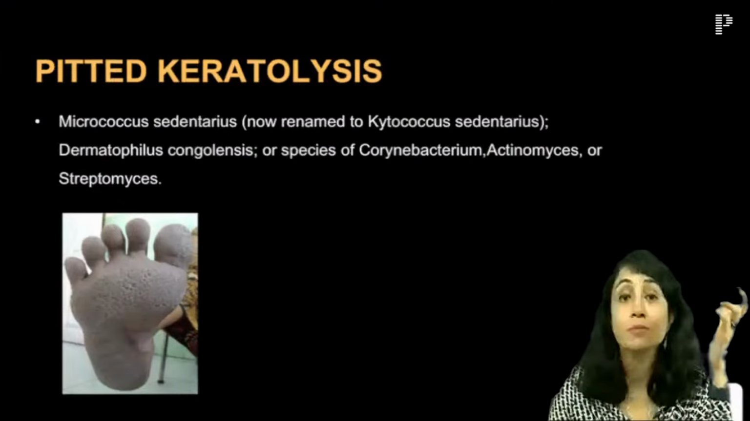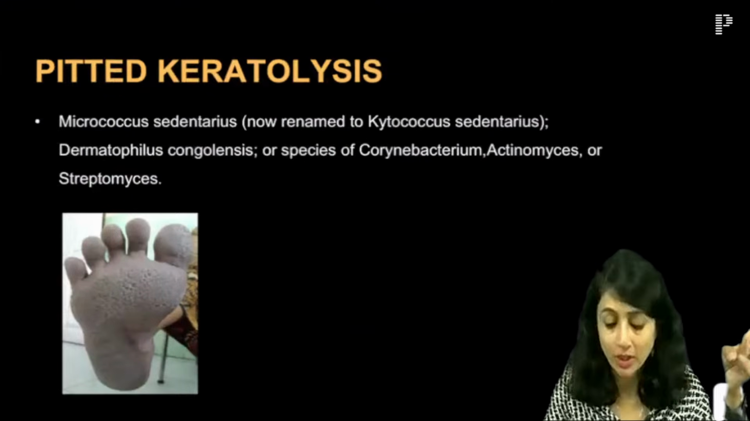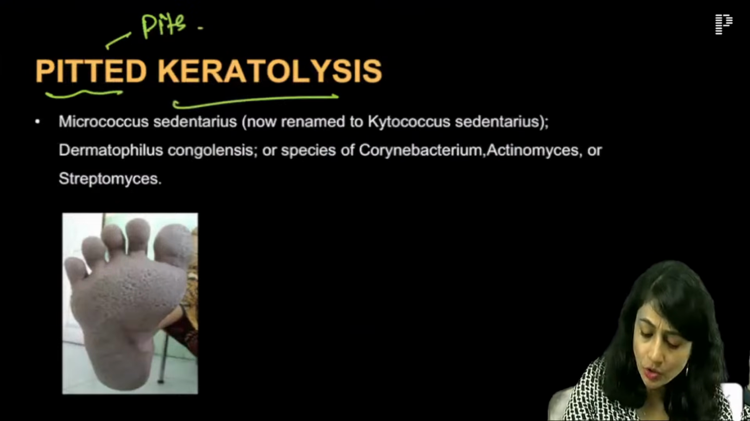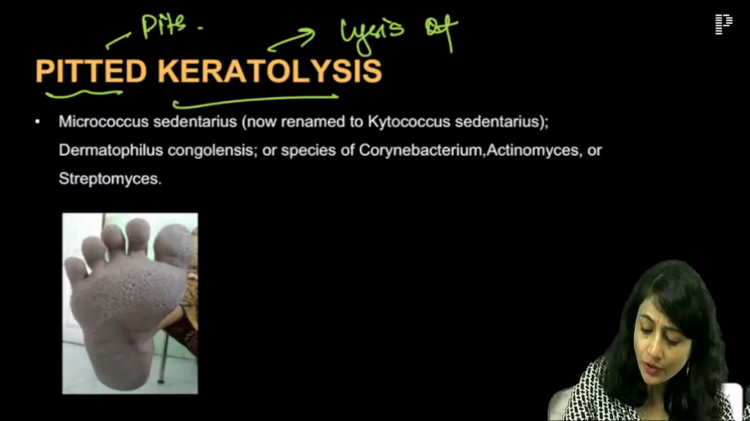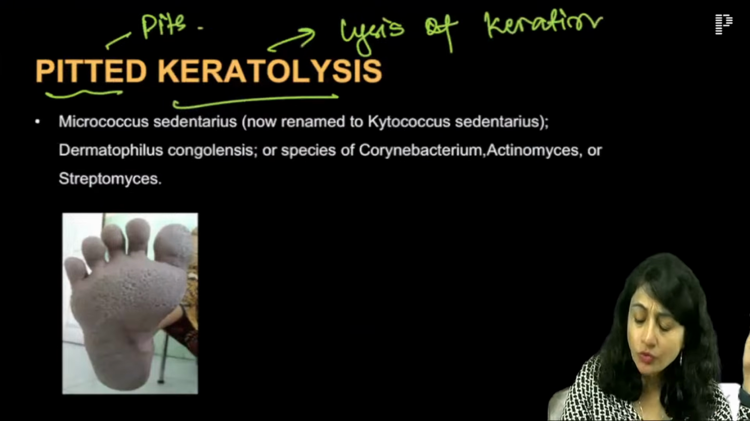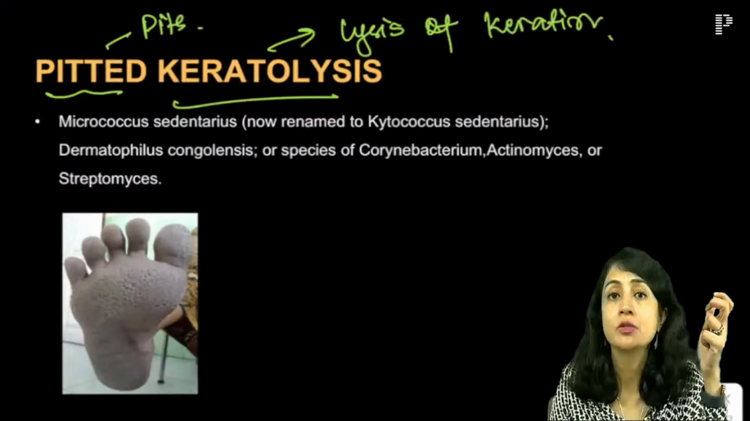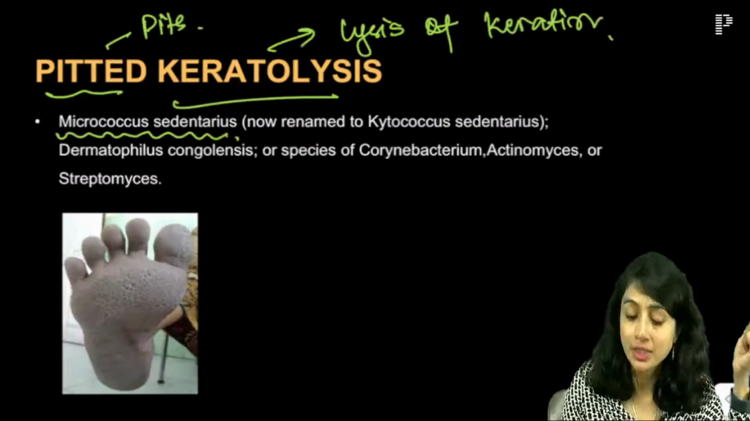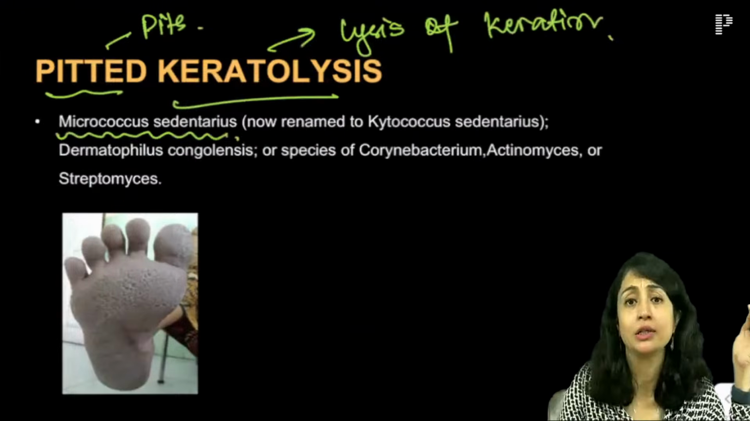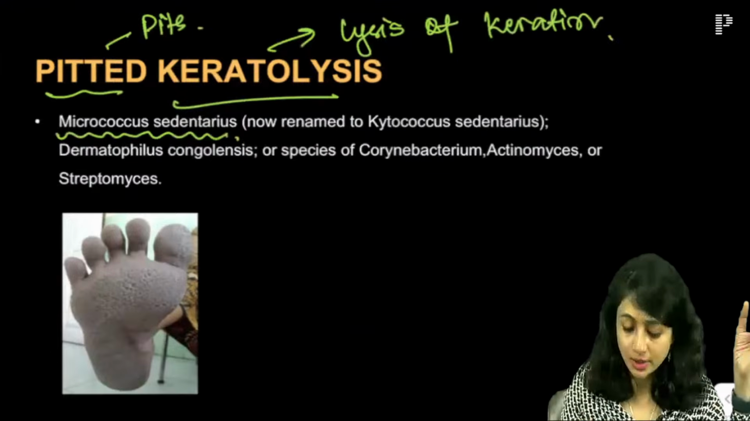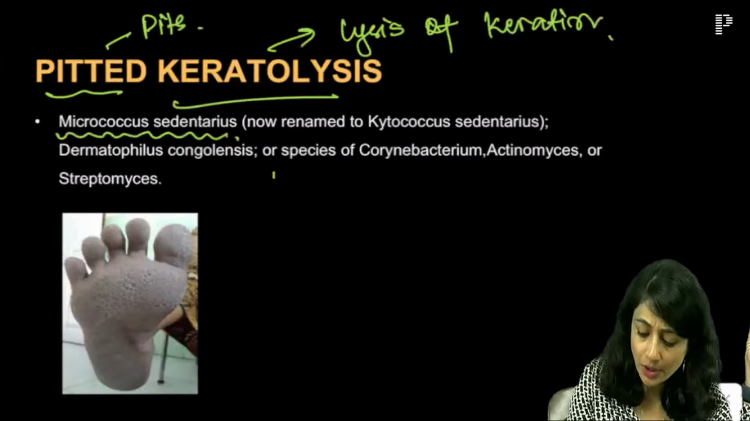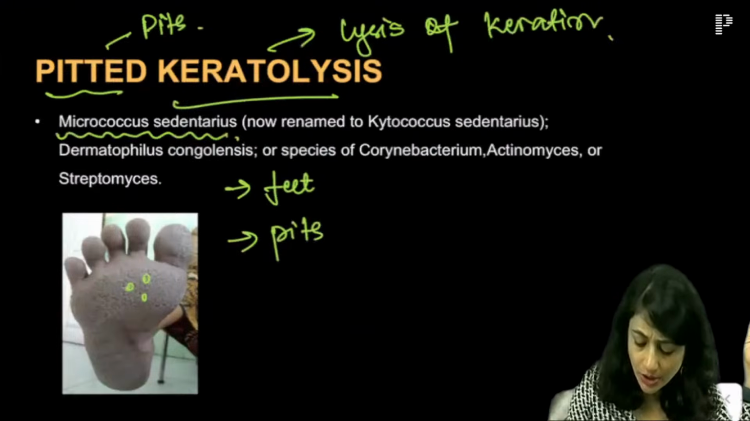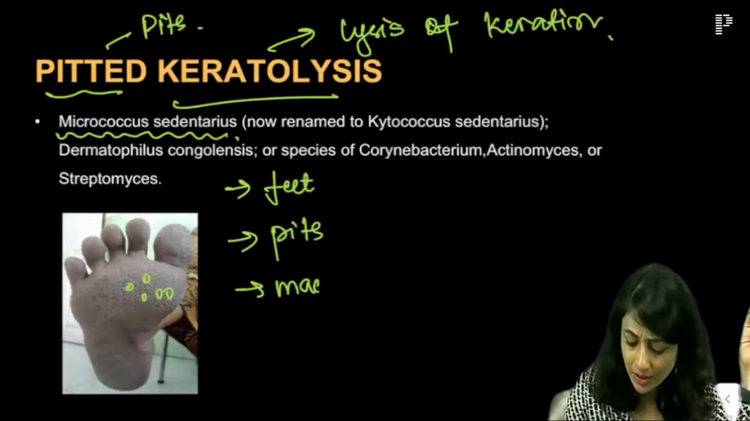The next common infection is pitted keratolysis, the third infection caused by Corynebacterium. As the name suggests, you would see pits, and that happens because of lysis of keratin. This is caused by a species of Corynebacterium, Micrococcus sedentarius, and it typically looks like this, a very classical image. It presents on the feet of the patient, where you see these pits, these holes, and maceration.